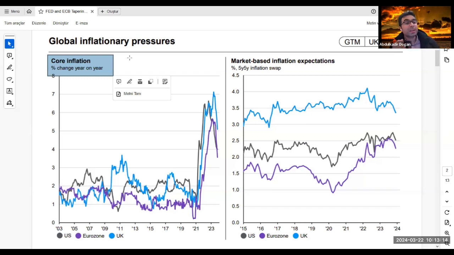So what is core inflation? In the basket, we have all types of goods and services. In the inflation calculation, we have lots of different goods, services, products, and items. But if I want to focus on core inflation, I should exclude the items whose prices are volatile, like fresh food and energy prices.